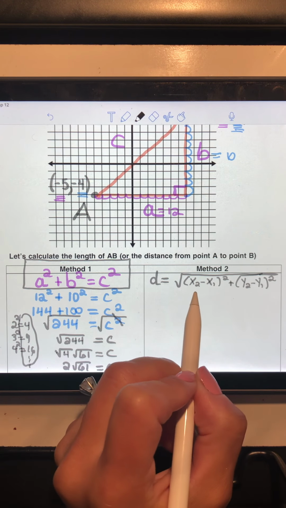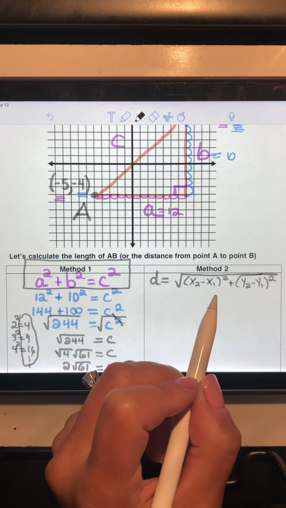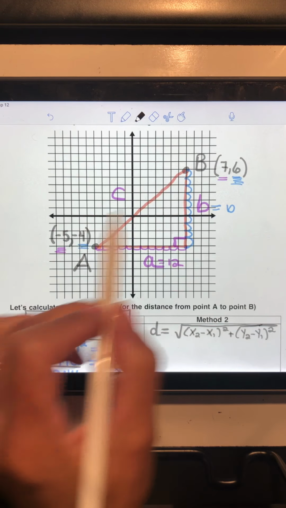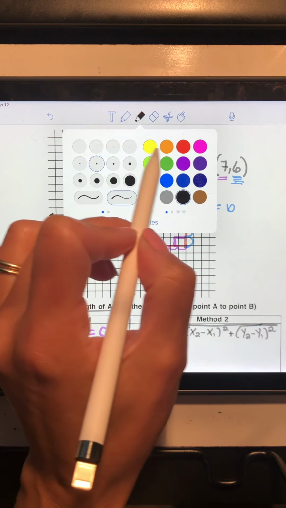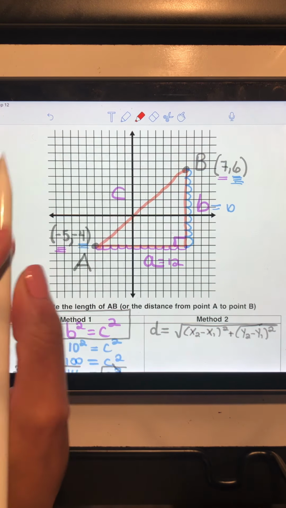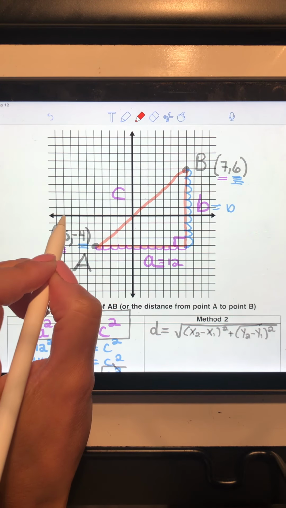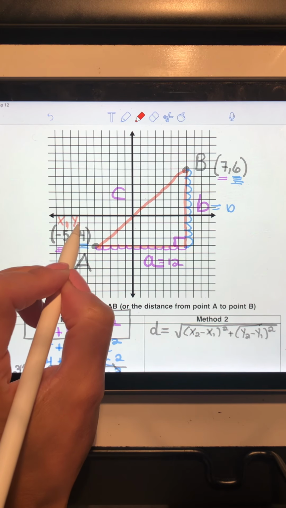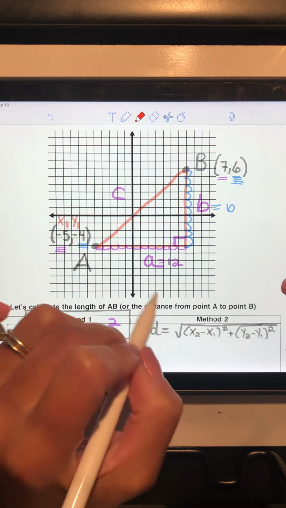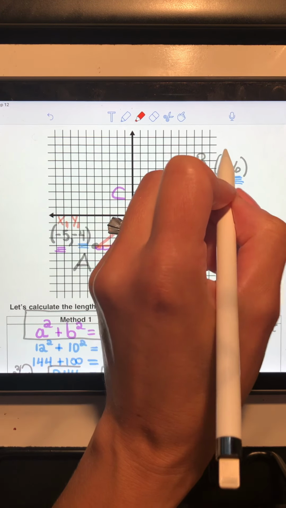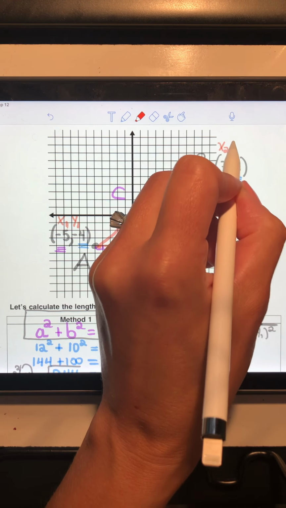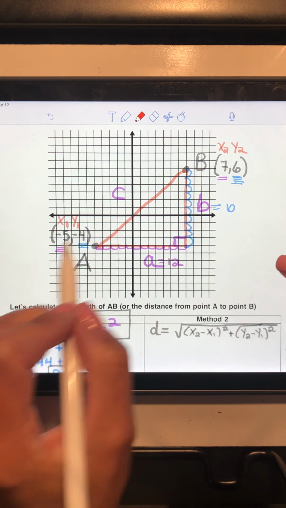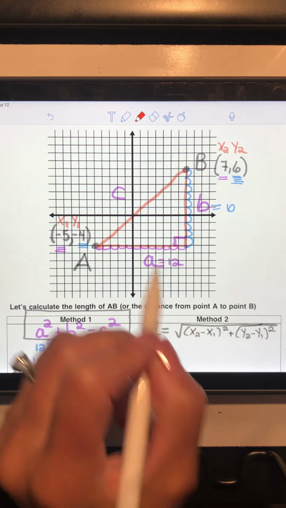So since I have x sub 2, x sub 1, y sub 2, y sub 1, I want to label my points as such. So the ordered pairs that I have here, I'm just going to quickly label. I'm going to label this as x sub 1, y sub 1, right? Just so we have some labels to put in our formula. And here I'm going to label x sub 2, y sub 2, okay? Now, once I have them labeled, I could literally follow the formula and substitute the points in.